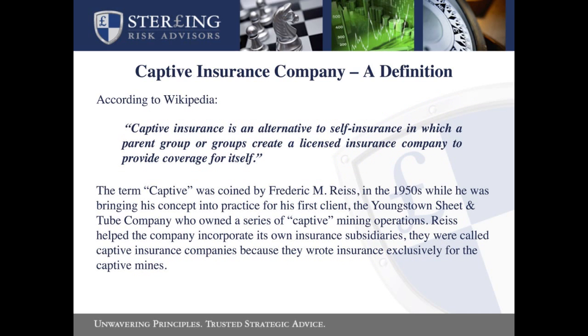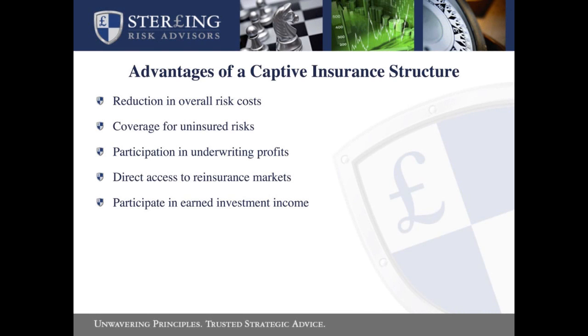So as a reminder, captive insurance is an alternative to self-insurance in which a parent group or groups create a licensed insurance company to provide coverage for itself. But the intent is to use that captive as a means to retain and fund losses within a retention that you are willing to assume. And there are reasons you may want to do that that are both financial as well as risk management, because it does formalize how you retain those losses.